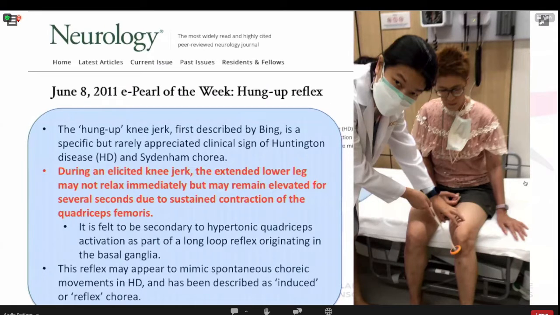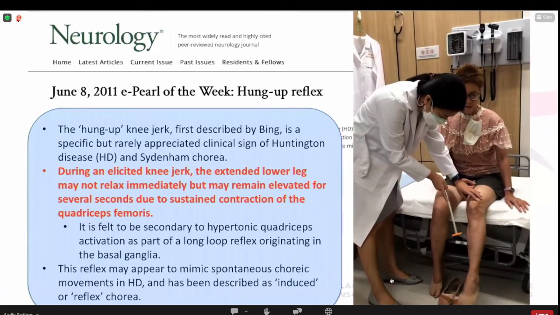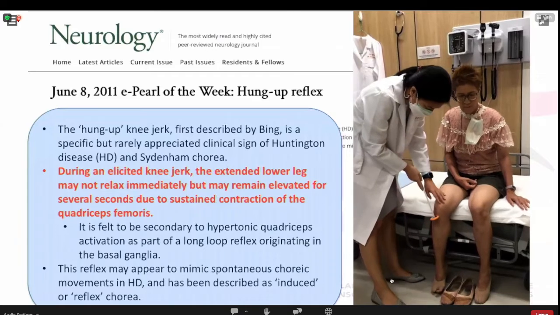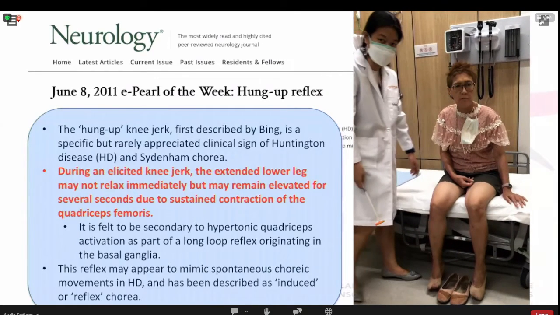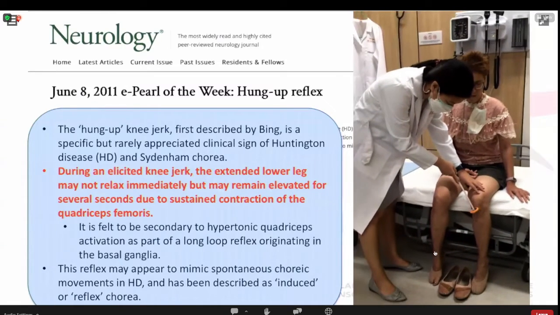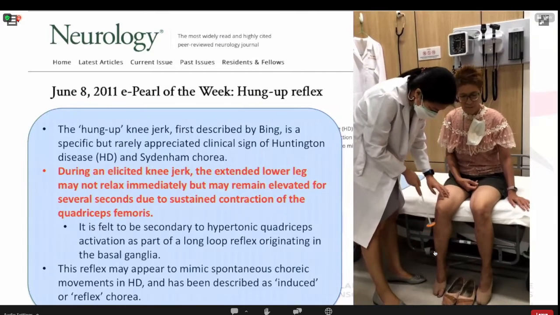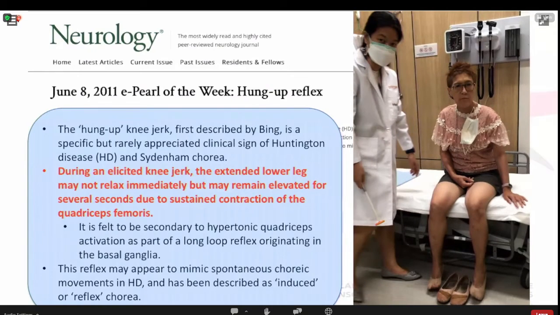Another interesting examination for chorea, for Huntington and sometimes found in Sydenham chorea, is called the hung-up reflex. This patient has Huntington disease, and when you perform the knee jerk, you will see the delayed relaxation of the knee, which is the hung-up reflex that can be found in Huntington disease and sometimes in Sydenham chorea.